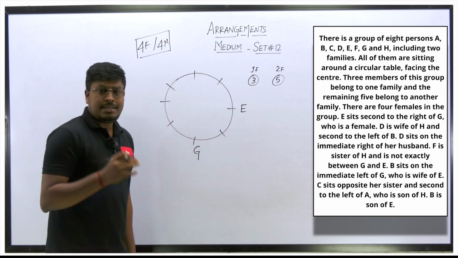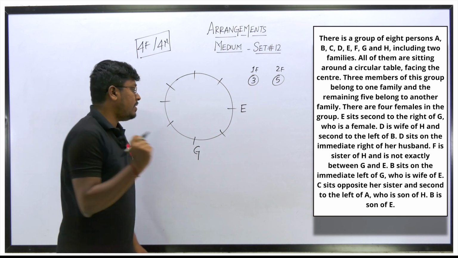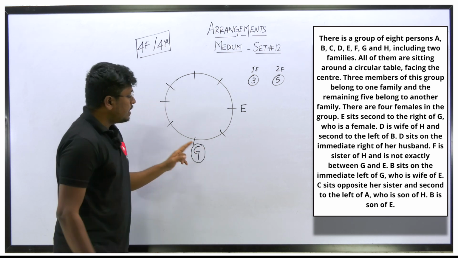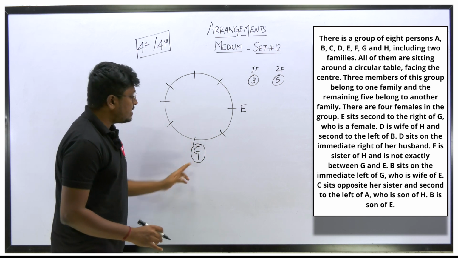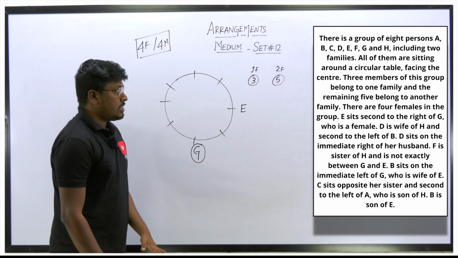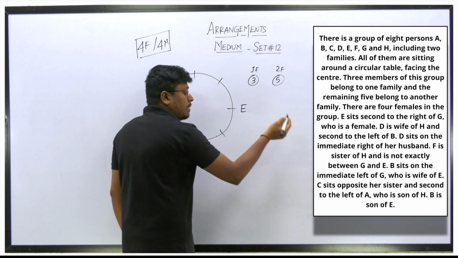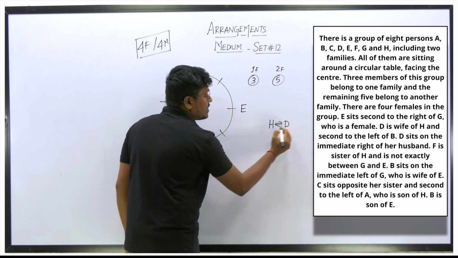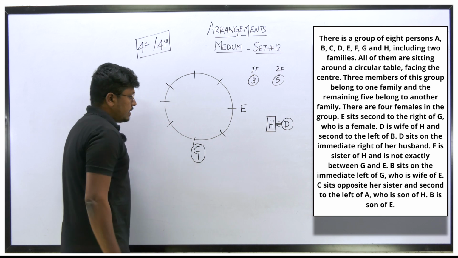G is a female. That means the person G is a female, right? You guys know that I always denote the female members as a circle and male members as a box. So here we can say that the person G is a female. Understood? So D is wife of H. So H's wife is D, right? Let me draw the blood relation diagram also. H's wife is D. If H's wife is D, then H will be the male person. Understood or not, right?